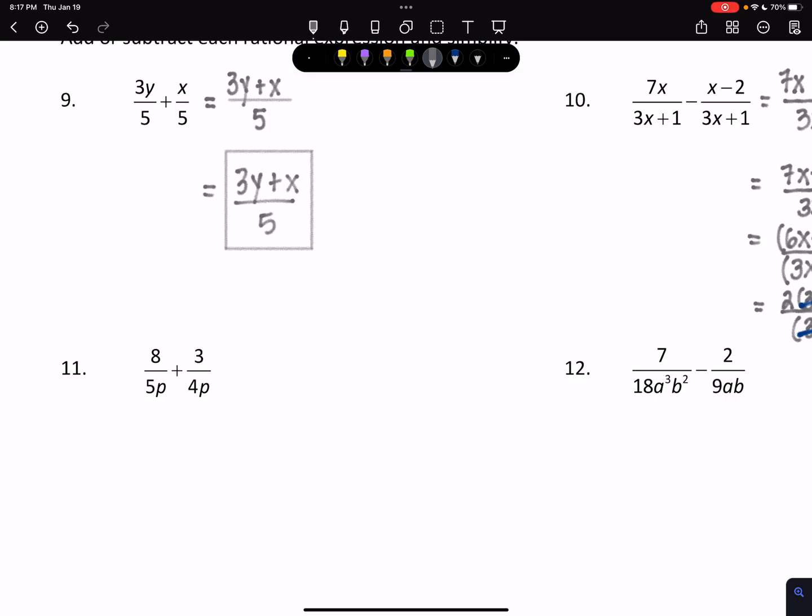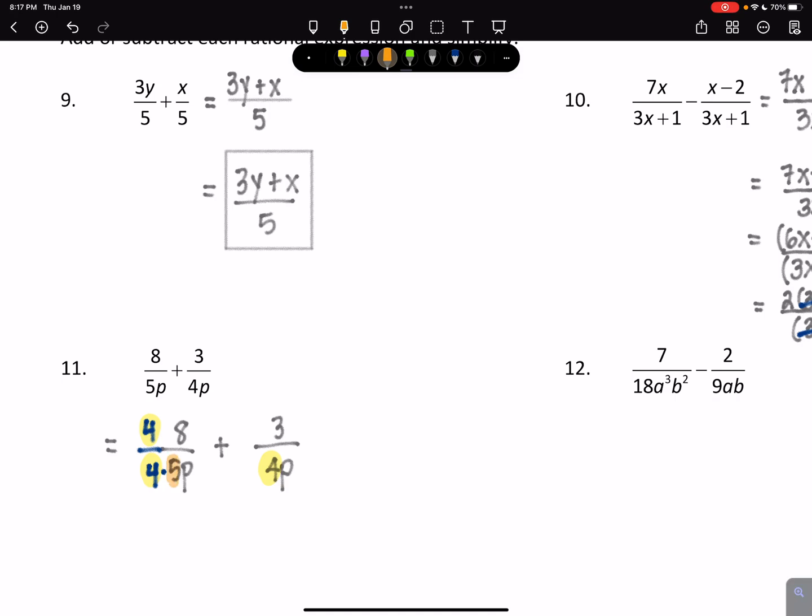This next problem doesn't have a common denominator, so we need to get a common denominator. So my fraction, 8 over 5p, we need to fix it just a little bit. The second fraction has a 4 that the first fraction is going to need. So I'm going to multiply by 4 over 4, so that now the first fraction's denominator has exactly what the second fraction's denominator has, which is a 4p.